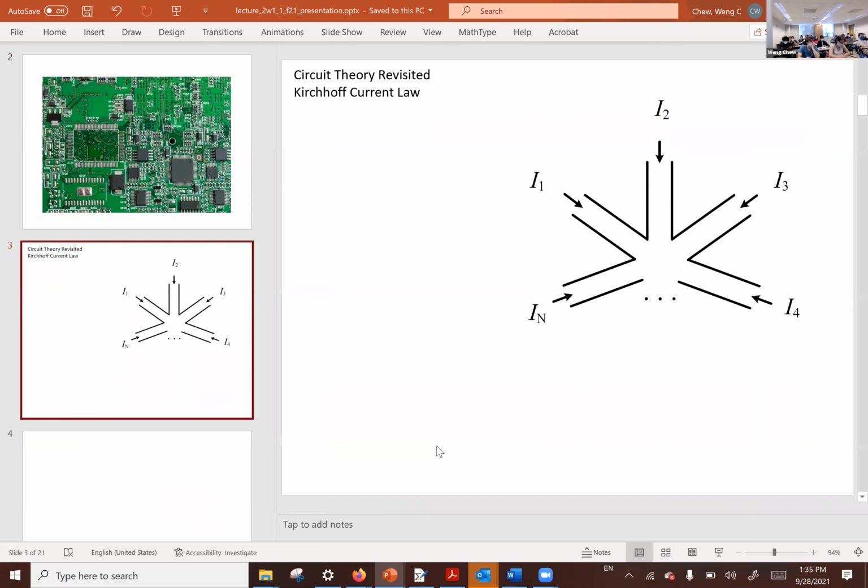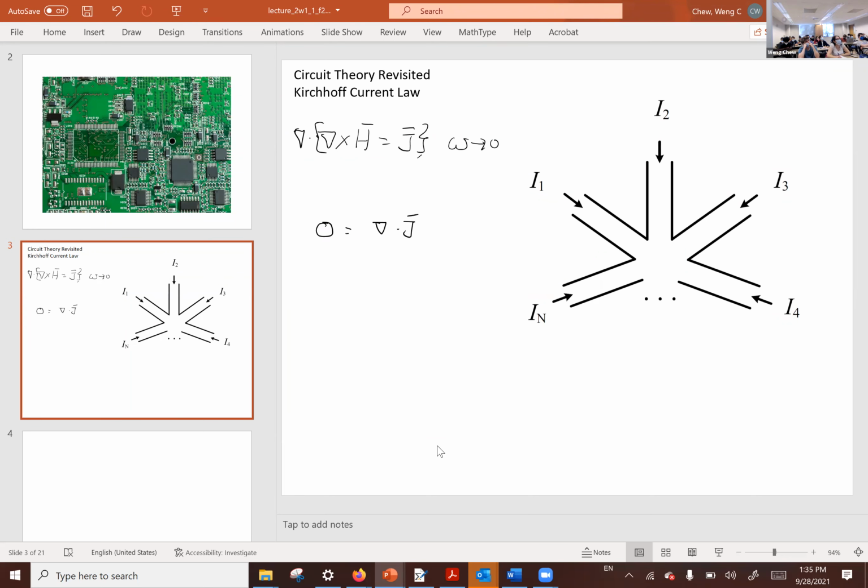So the first circuit theory law that comes to your mind is the Kirchhoff Current Law. How does it come about? Well, you can say that it comes about because of Ampere's law, Ampere's law in the static limit. And if you were to take the divergence of this equation, you get 0 on the left-hand side, you have divergence of J on the right-hand side, and divergence of J essentially says that current is conserved.